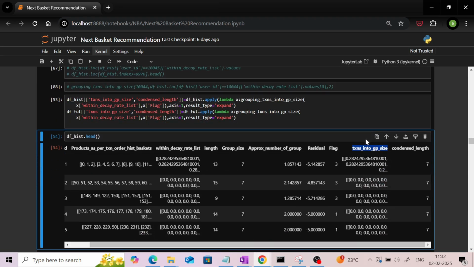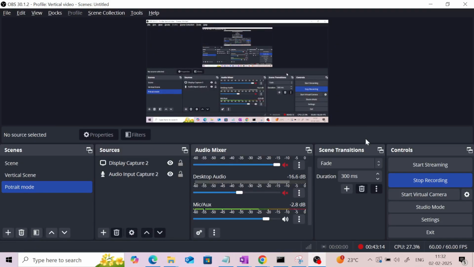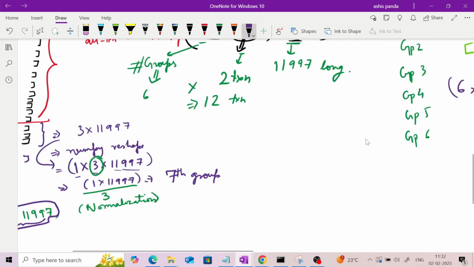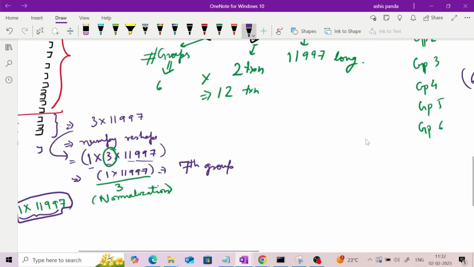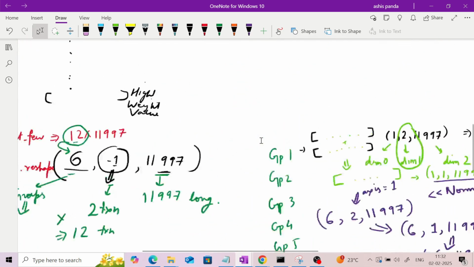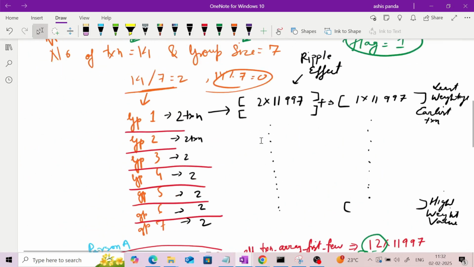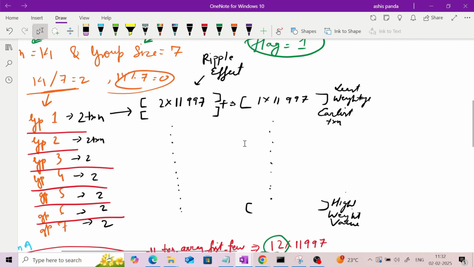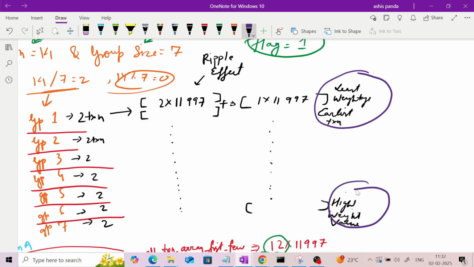The next part is where we'll be giving weightage. In the next part, what we'll see is that once we have created all the 7 groups that I was explaining, we have to give some weightage to them. How that is happening, we'll understand in the next video.